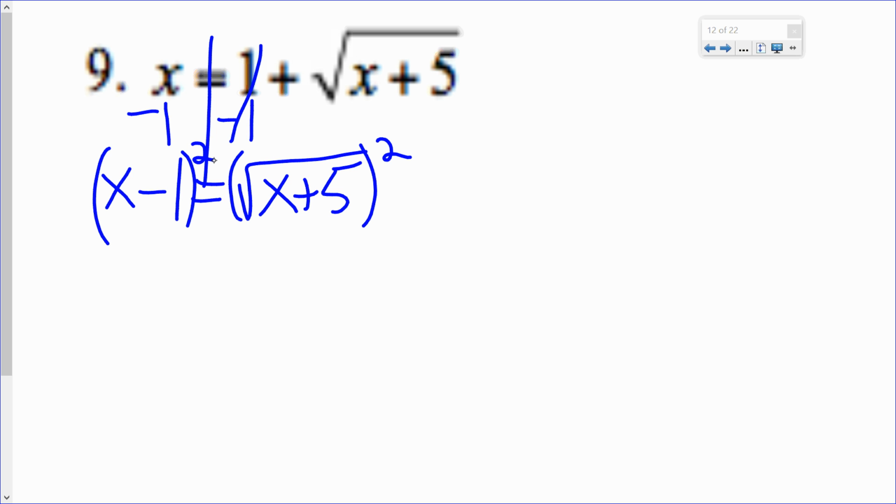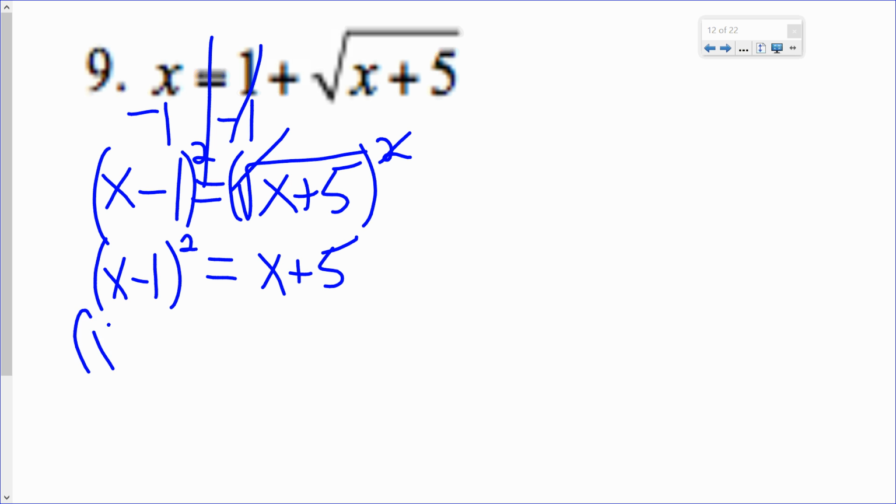On my right-hand side, the square and the radical cancel. I'm left with x plus 5. On my left-hand side, I have x minus 1 squared. Well, we've seen this quite a bit this year. X minus 1 squared means x minus 1 times x minus 1. So we're going to do our box.